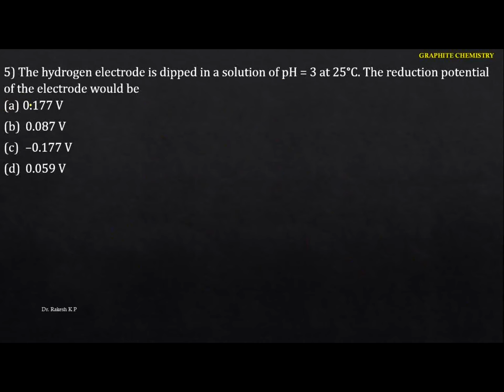The hydrogen electrode is dipped in a solution of pH 3 at 25 degrees Celsius. The reduction potential of the electrode would be? Especially here the pH is given, that means an acid solution. Let me write the reduction reaction here. The H+ gains 1 electron, which gives you half H2.